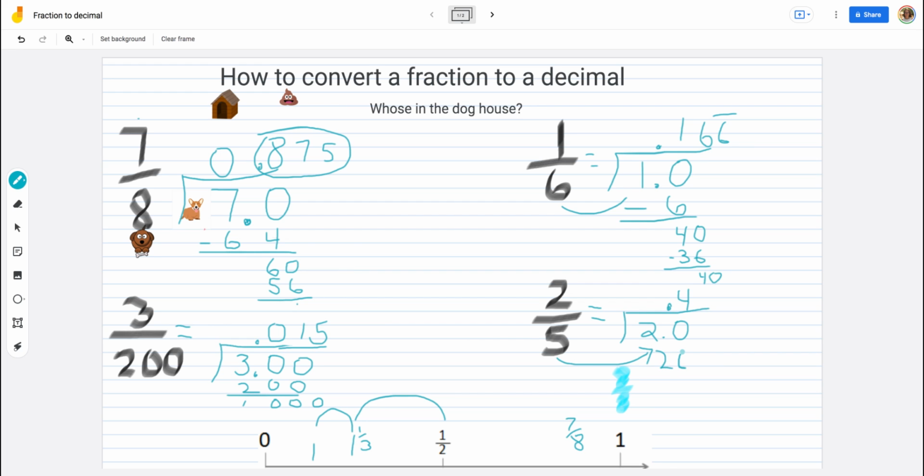And the difference is going to be 0. And so our answer is 4 tenths.